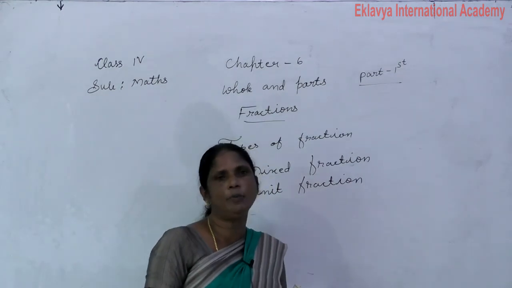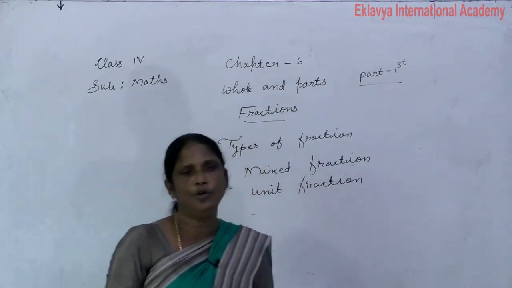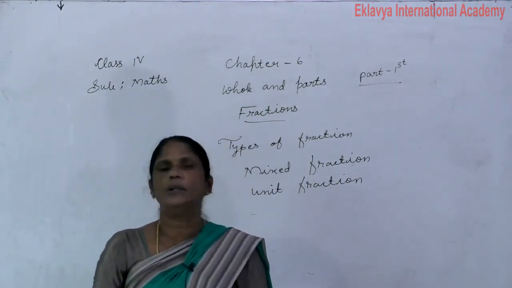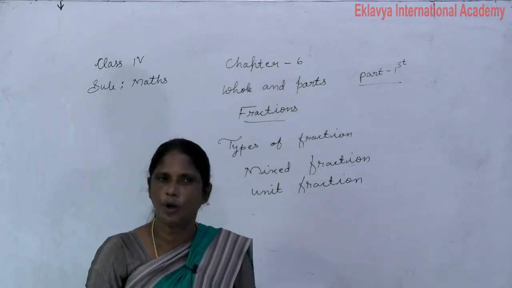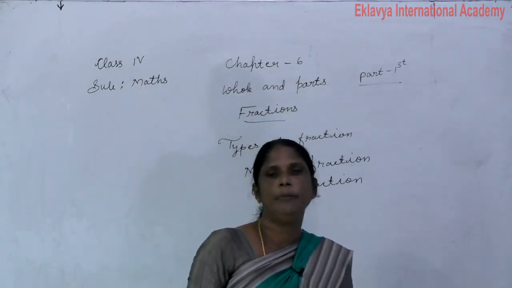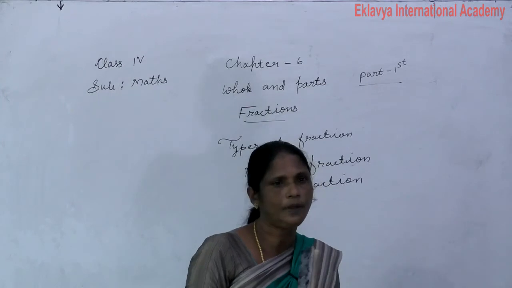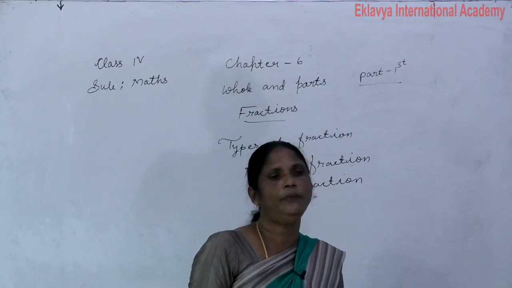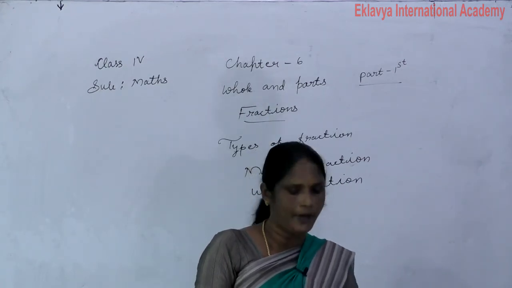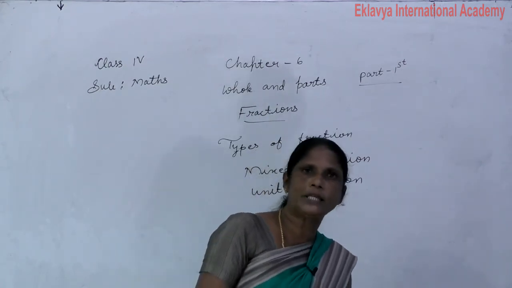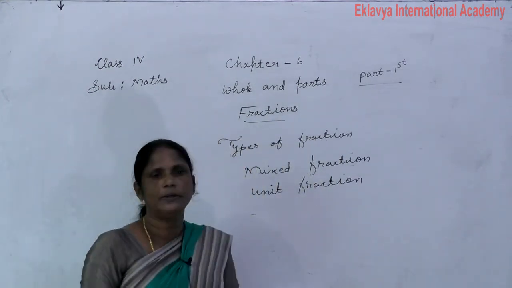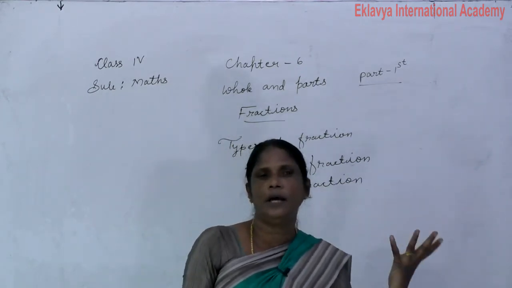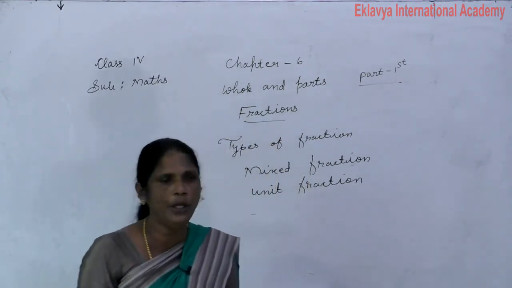Then what is improper fraction? When the numerator is greater than the denominator, that fraction is called improper fraction. Next, mixed fraction, when a whole number is combined with a proper fraction, that fraction is called mixed fraction. Next, unit fraction, when the numerators are 1, that fraction is called unit fraction.